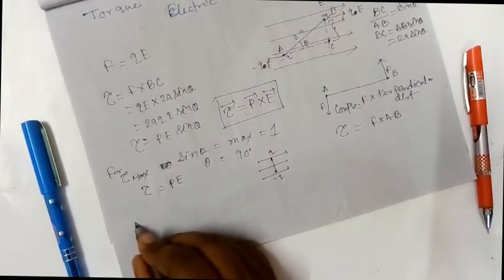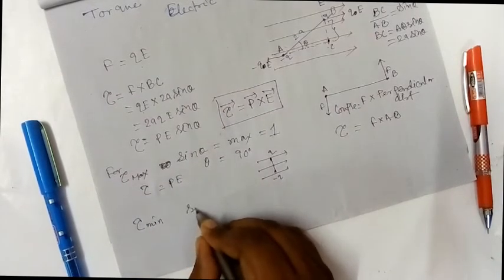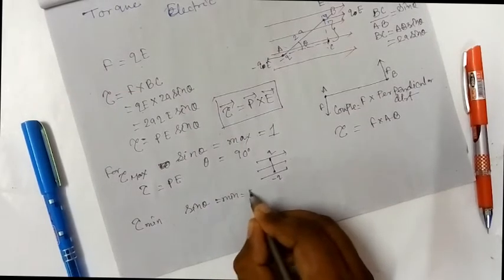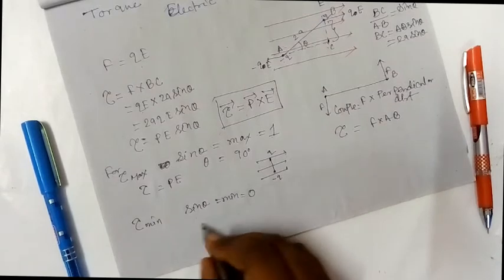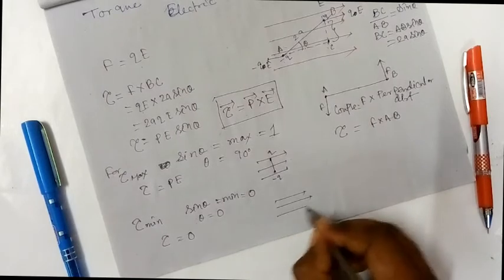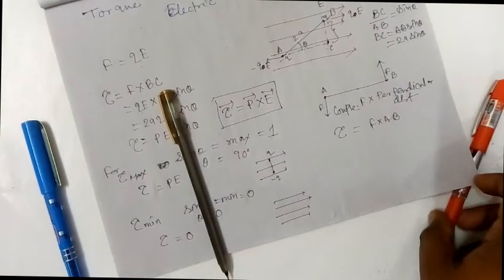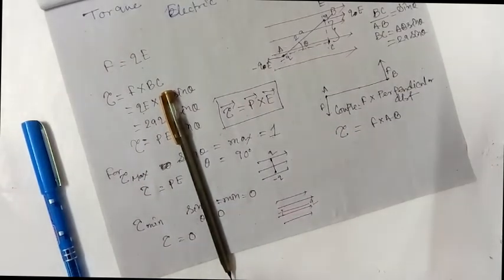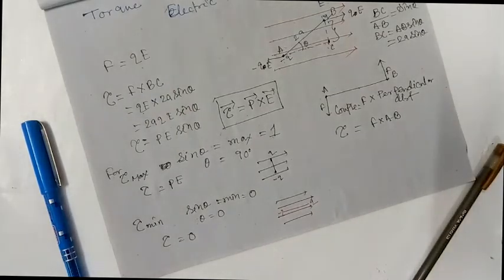If I want to find tau minimum, then sine theta will be minimum. Sine theta minimum means it is 0, and sine theta is 0 when theta is 0, so tau will be 0 here. That means if the dipole is aligned in the same direction in which the electric field is acting, then the minimum torque is applied on the dipole.